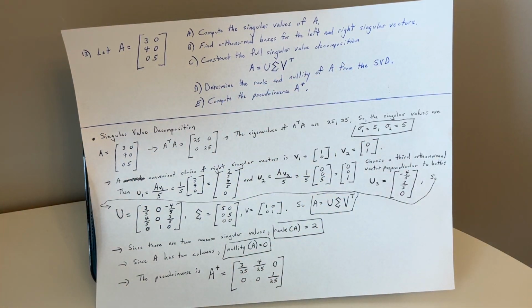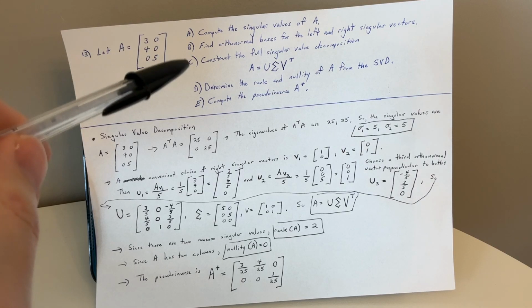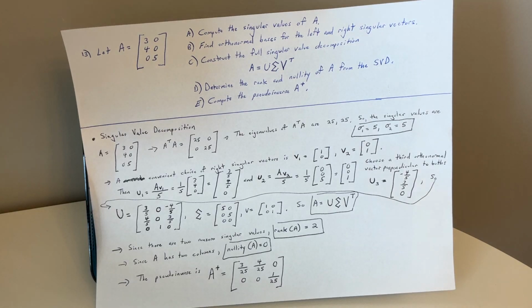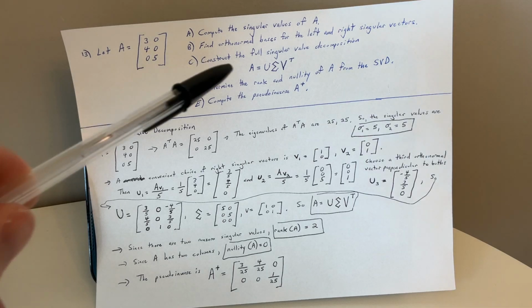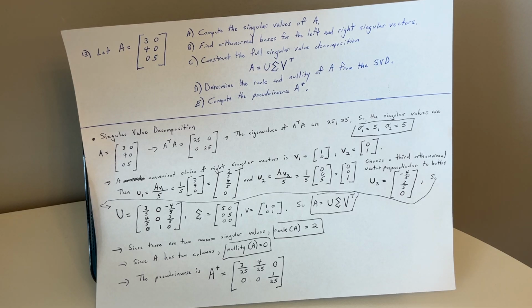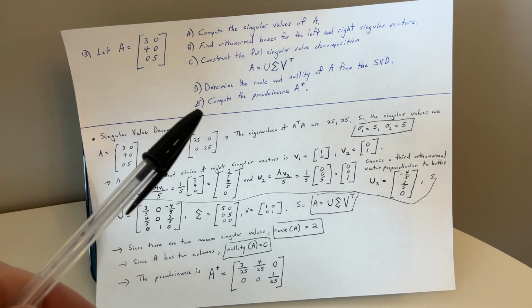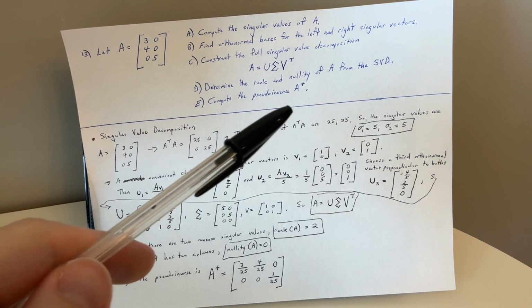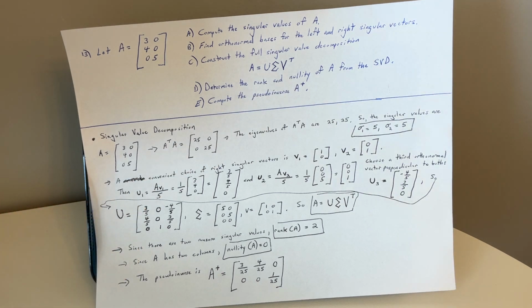Okay, so for 13 here, let A equal this: 3, 0, 4, 0, 0, 5, respectively, those rows. Compute the singular values of A. Find the orthonormal bases for left and right singular vectors. Construct the full singular value decomposition, A equals U sigma V transpose. Determine the rank and nullity of A from the SVD, and compute the pseudo-inverse A plus.